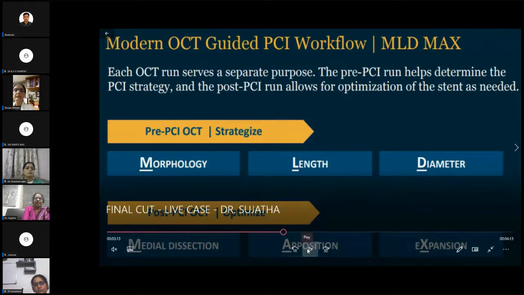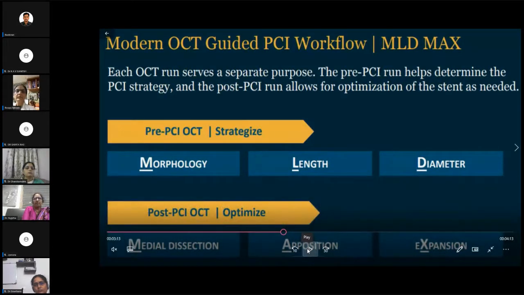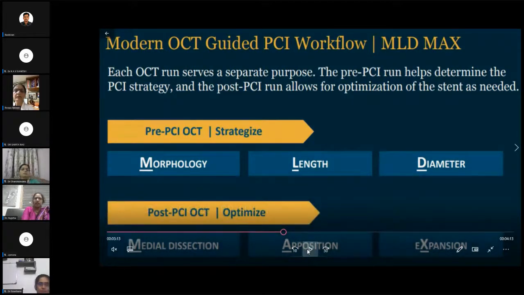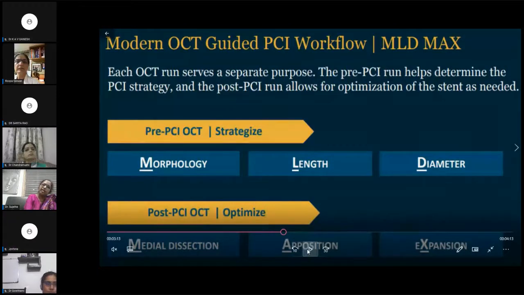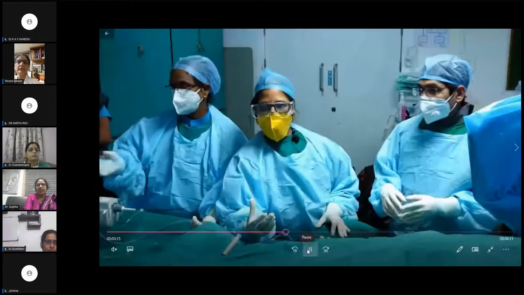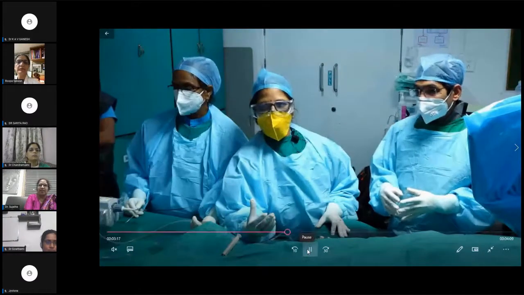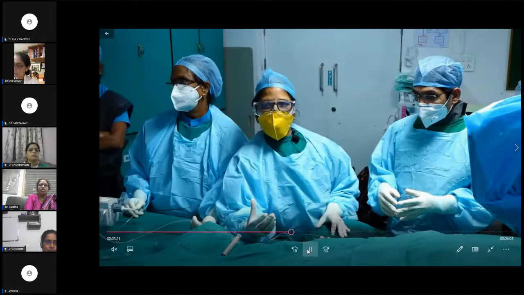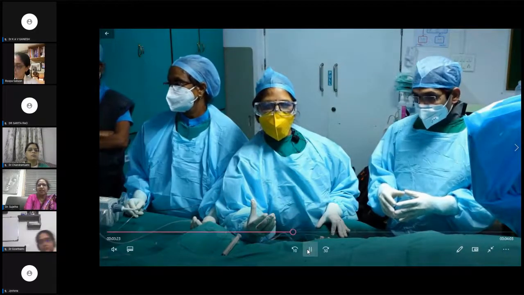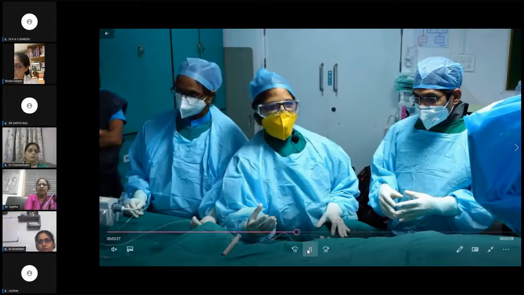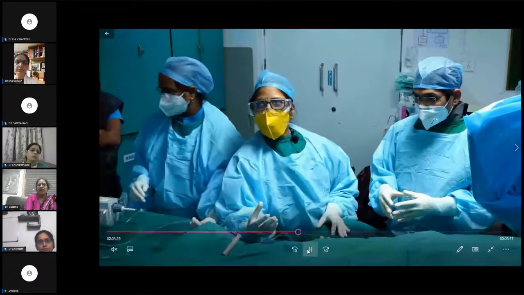So basically, we use the MLD max algorithm. We looked at the morphology, the length of the lesion, and the diameters: the reference diameter distal to the lesion and the reference diameter proximal to the lesion. We use the MLD max algorithm in this patient. Why are we using OCT? Does OCT help in imaging? Do we do it in simple lesions?